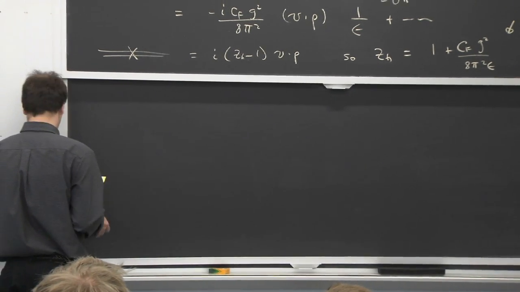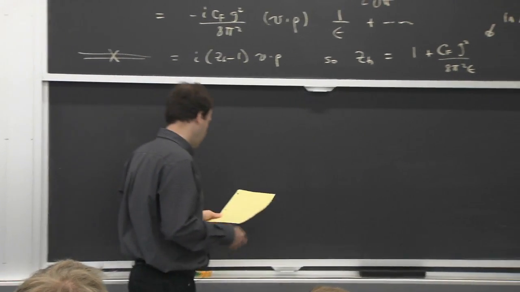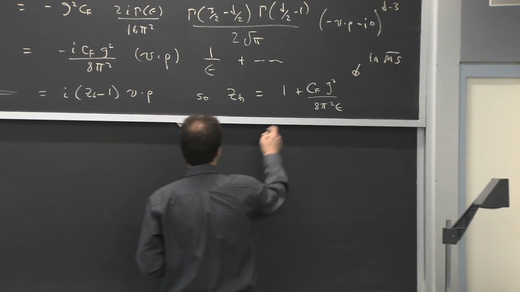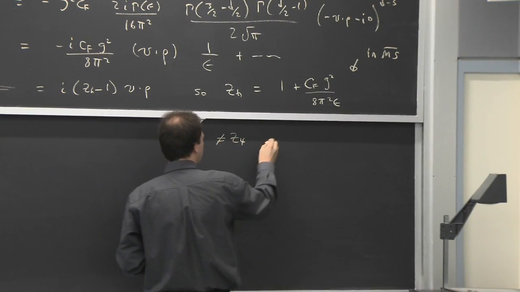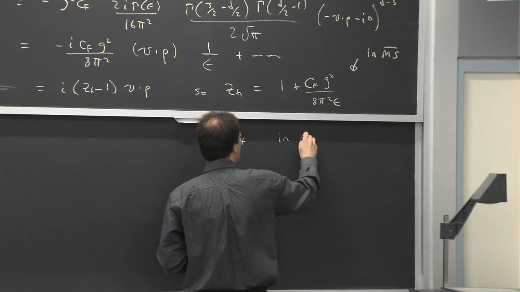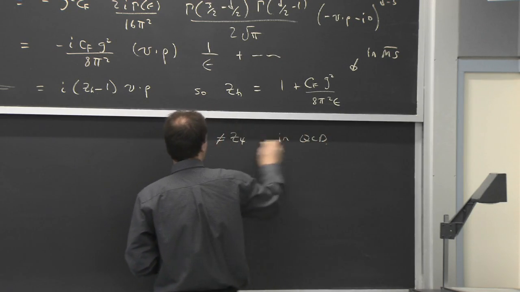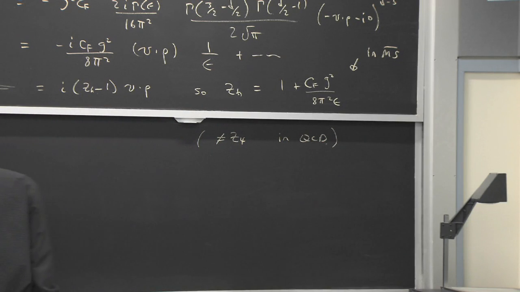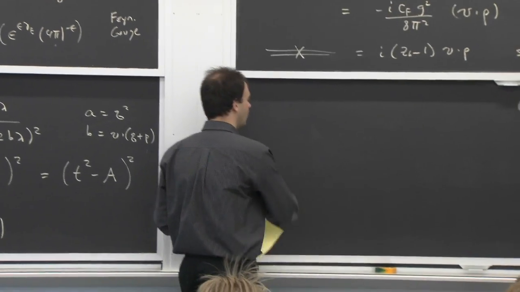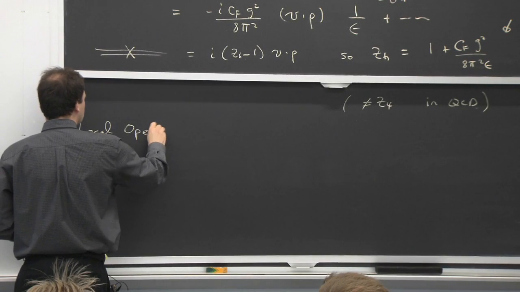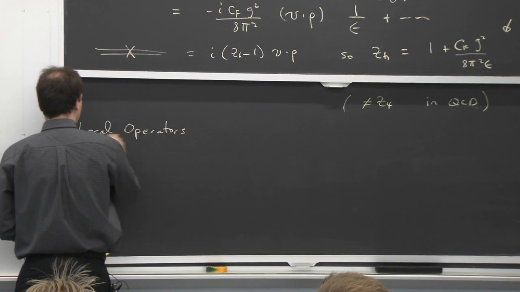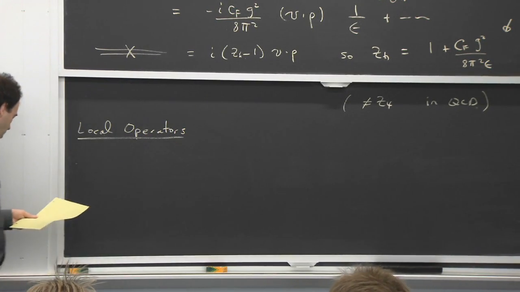OK, so that's one thing that needs to be renormalized. And if we look at this guy and we compare it to z psi, this is not the same as z psi in QCD. So this is something different, and the reason it's different is because we did a different loop integral, had this heavy quark propagator, not the light quark propagator. So we have to renormalize also local operators.